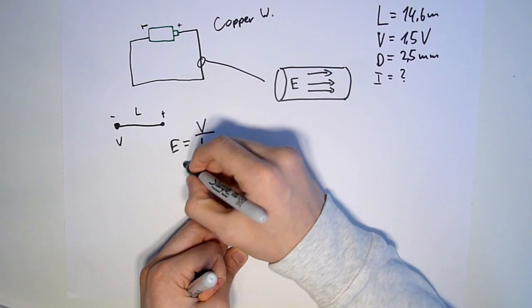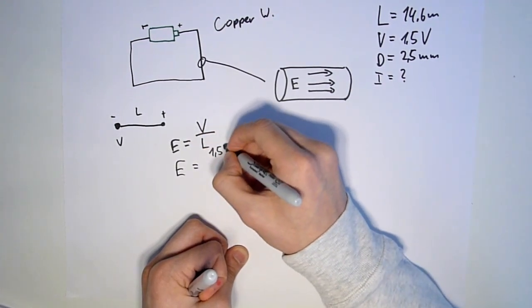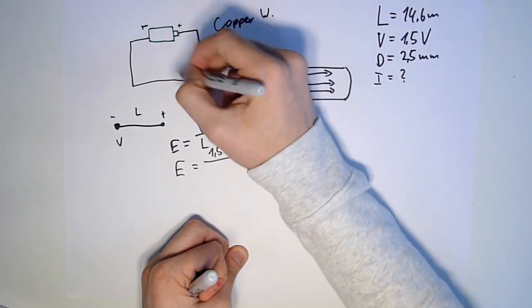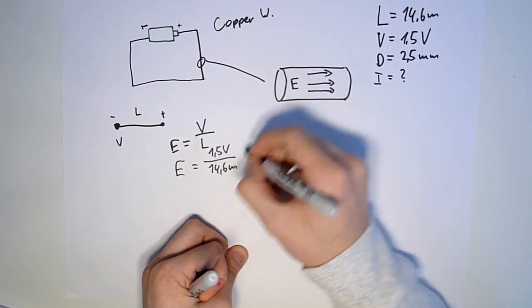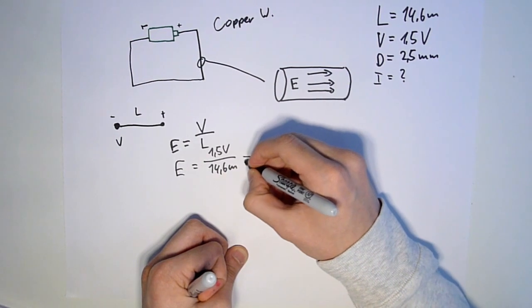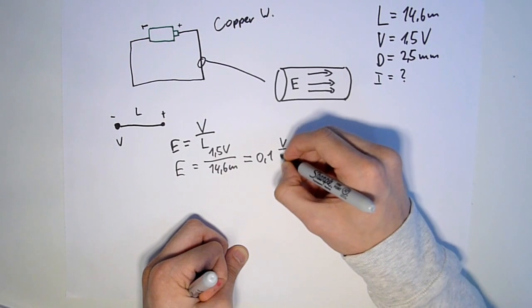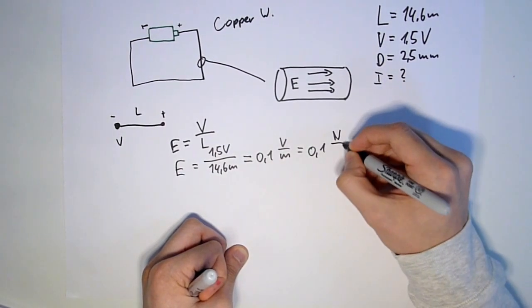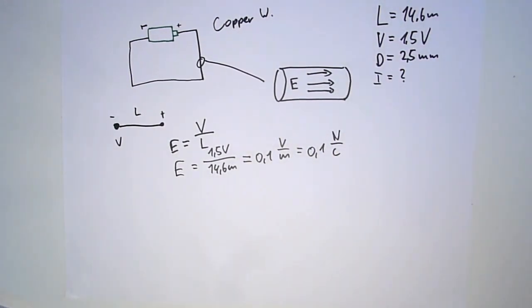We simply plug our numbers into this equation, which is 1.5 volts over the length of the wire. It's the distance through which these two ends are apart. That's 14.6 meters. This will yield something like 0.1 volts per meter, and we can also write this as 0.1 Newton per Coulomb.